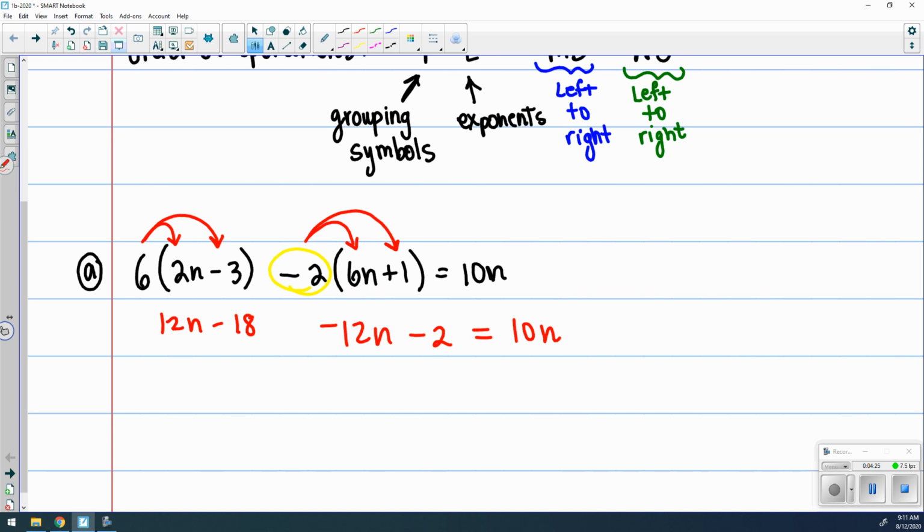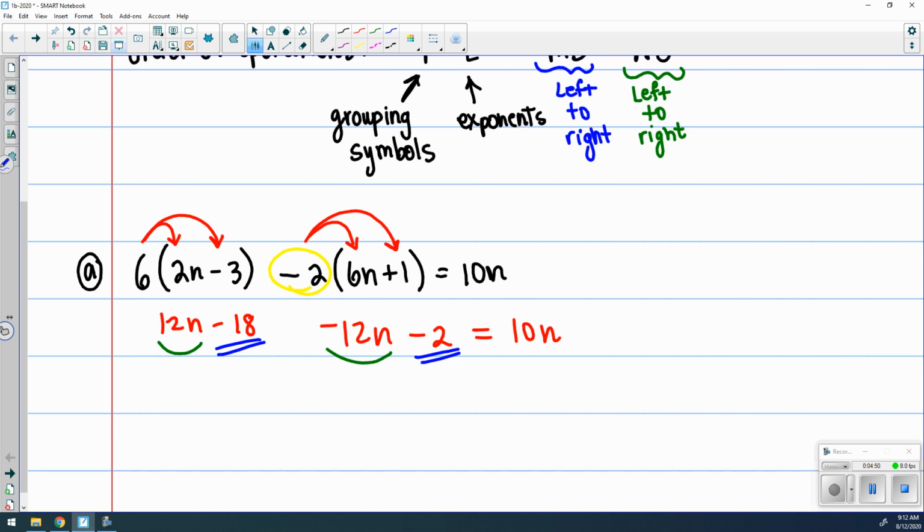Next up, what we want to do is combine the like terms. So as we go about the business of combining like terms, I see an n here and another n there. Stick to one side of the equation. And I see a constant of negative 18 and a constant of negative 2. Why are they constants? Well, they're constants because they don't have a variable. They don't have a letter with them. They will constantly be negative 18.